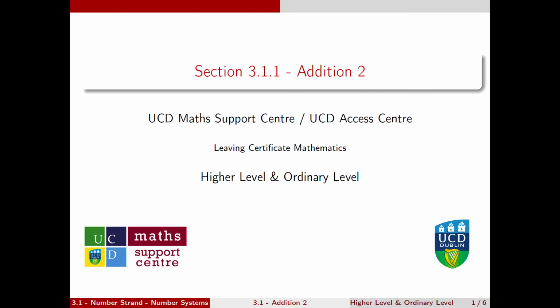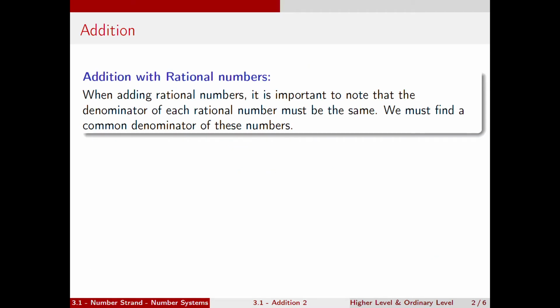In this video we're going to be looking at how to add numbers from the set of rational numbers, which are denoted by fractions. When adding rational numbers, it's important to note that the denominator of each number must be the same. So if we are adding two fractions together and the bottom number below the line is not the same on each fraction, we must find what's called a common denominator of both of these numbers.